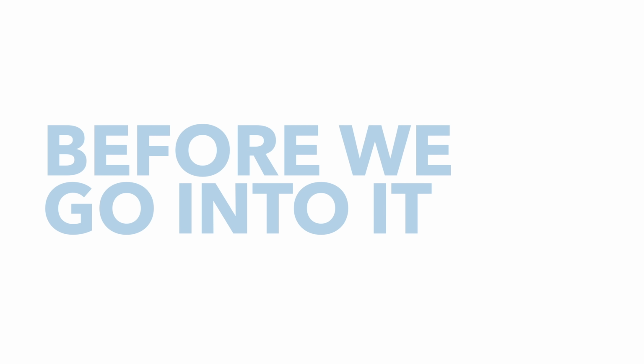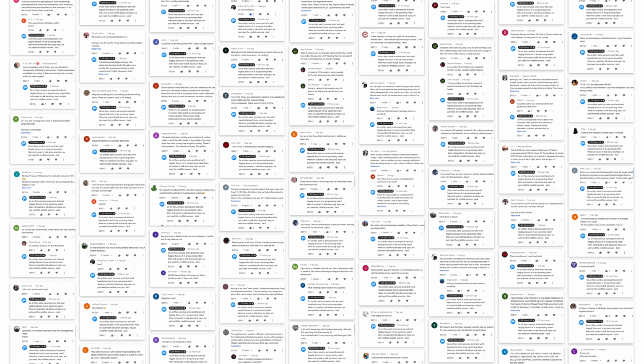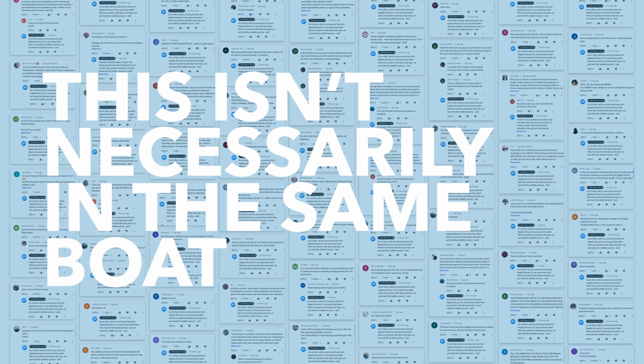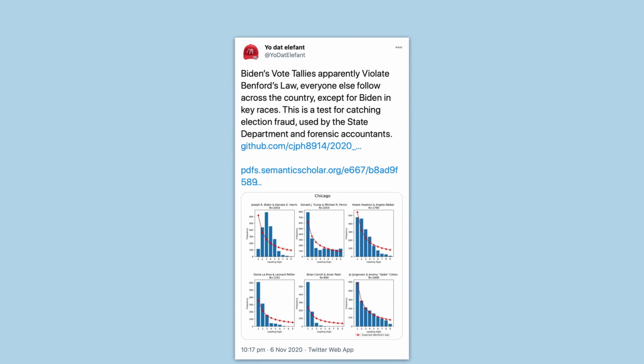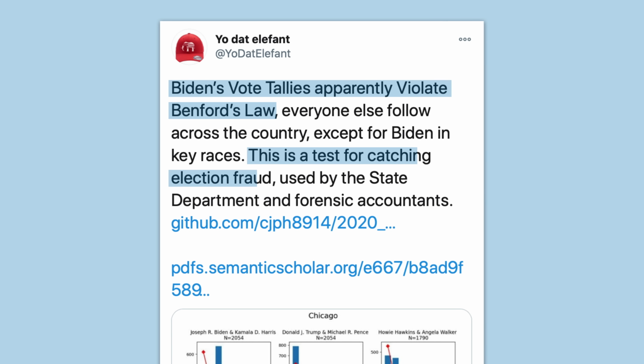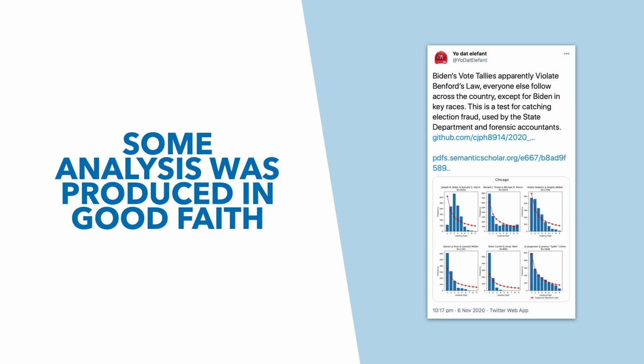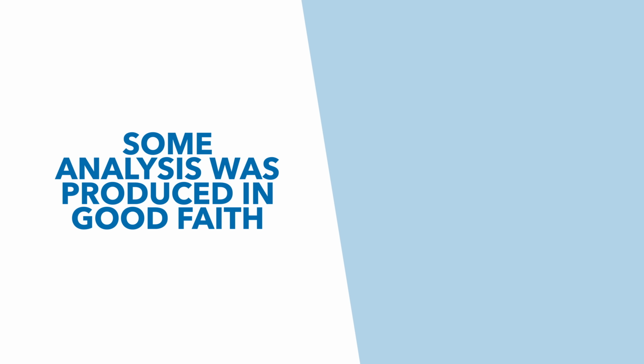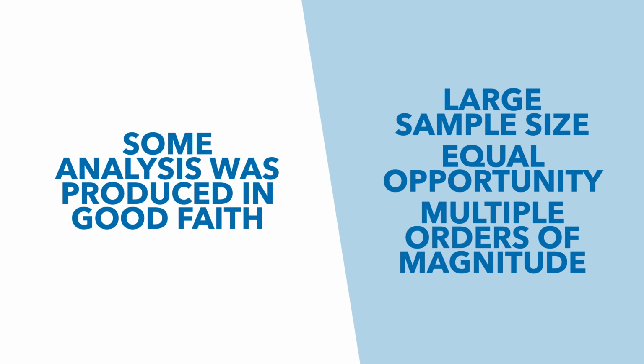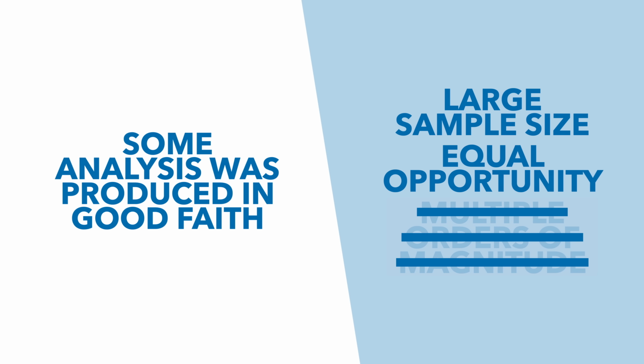Before we go into this, we just want to clarify that while there has been plenty of misinformation going around, these cases don't necessarily fall into that category. Sure, there's the possibility that people are sharing these theories in an attempt to delegitimize the election, but we also feel that the analysis of the data by some armchair mathematicians was produced in good faith. But many of them simply didn't understand the conditions needed for Benford's Law to work, as well as its many caveats, so in the end they used it incorrectly.